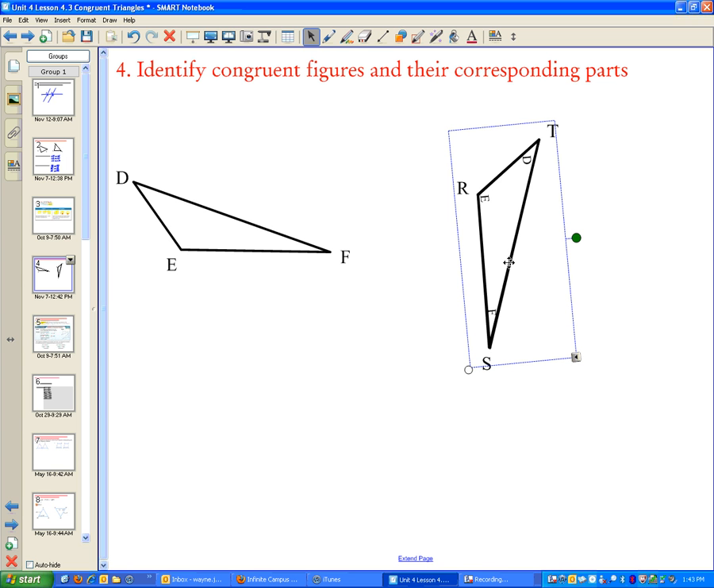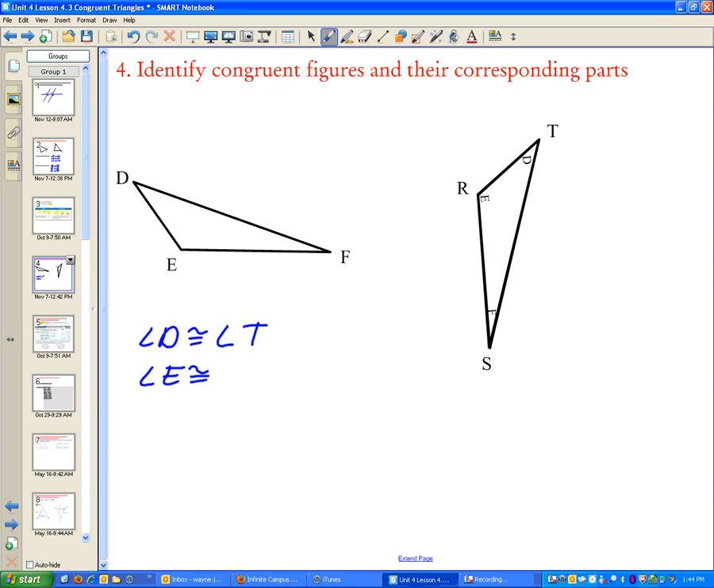Since these two figures are congruent, that means their corresponding parts are congruent. So instead of just listing the corresponding parts, we're going to list them and we're going to state that they're congruent. For instance, angle D corresponds to and is congruent to angle T, isn't it? What's angle E correspond to? Angle R, they're congruent. What's angle F congruent to? Angle S. So the corresponding angles correspond, and since the triangles are congruent, the corresponding angles are congruent.